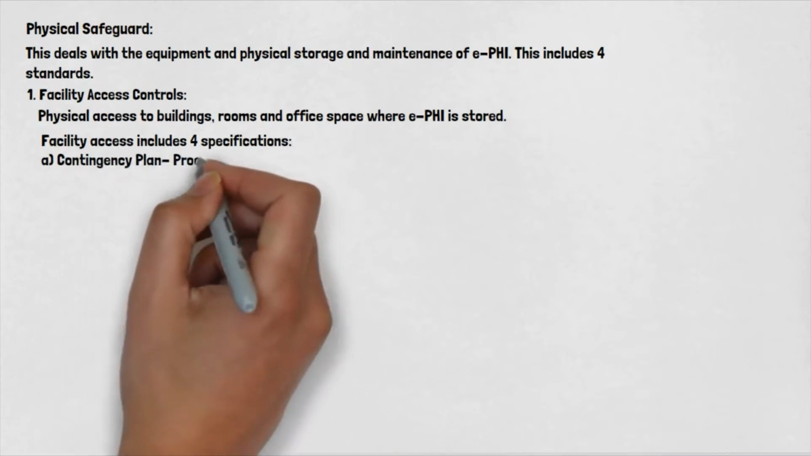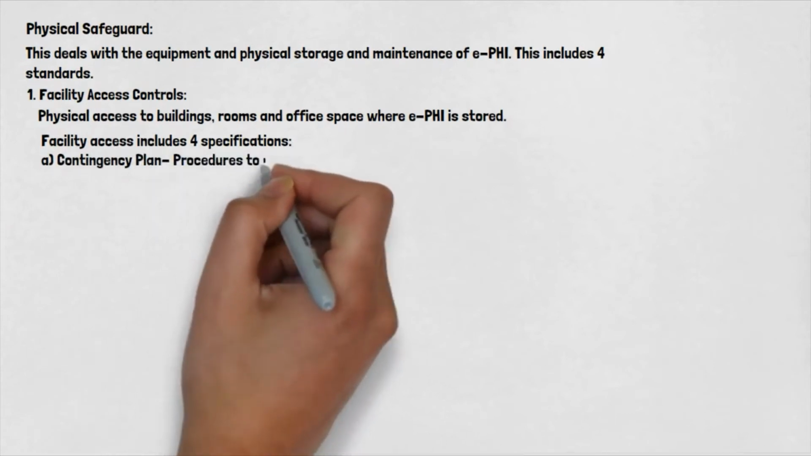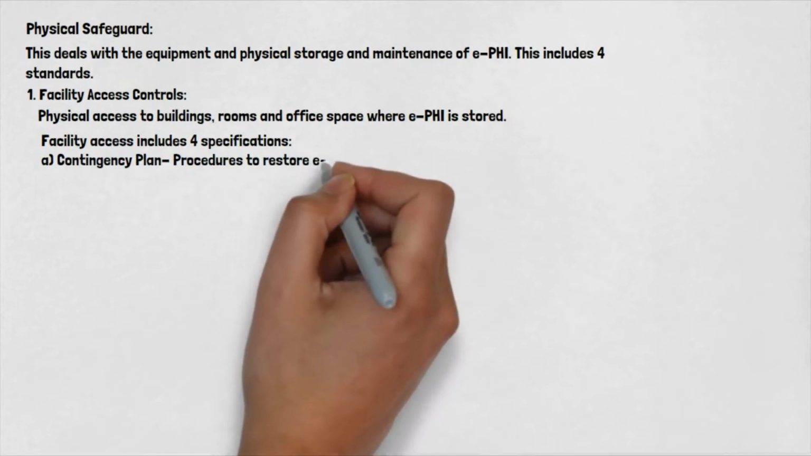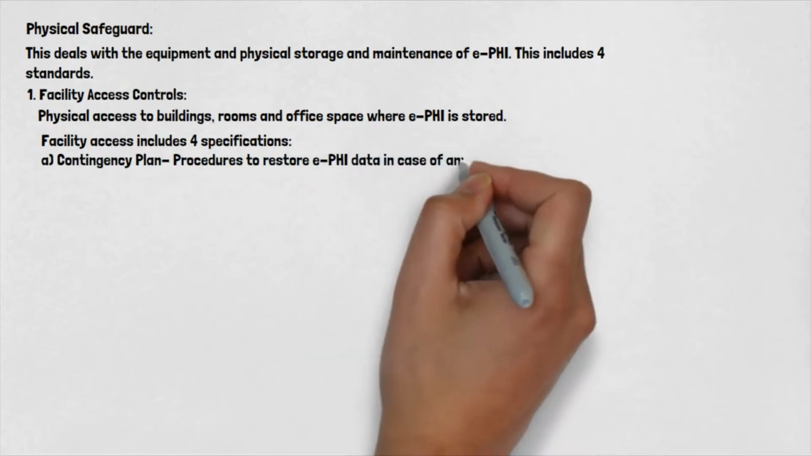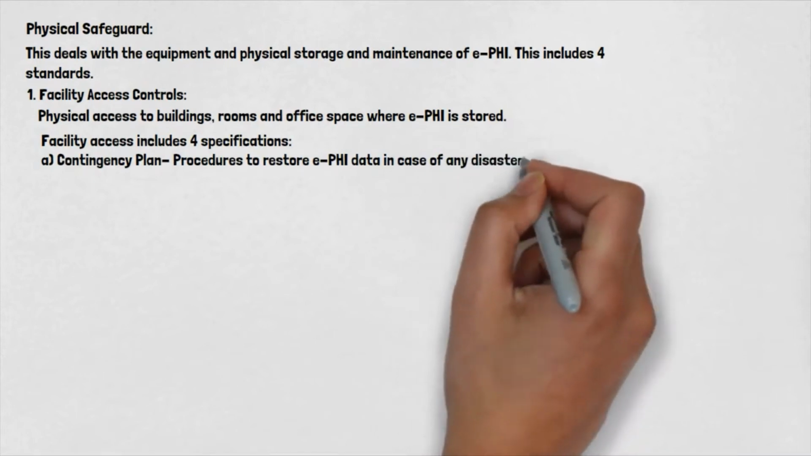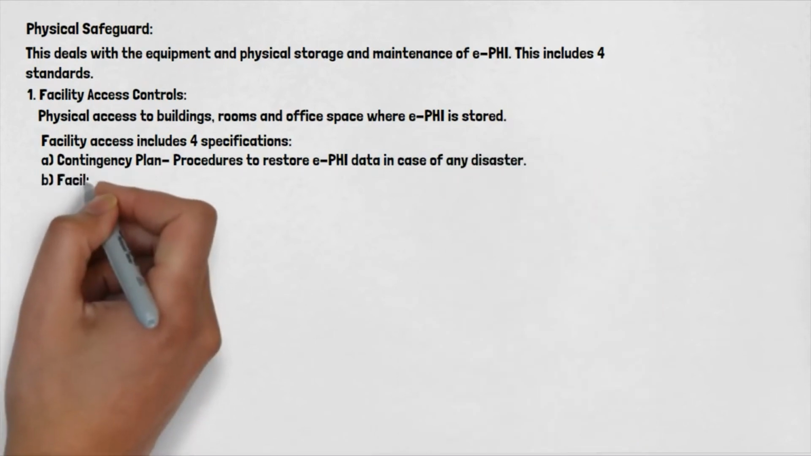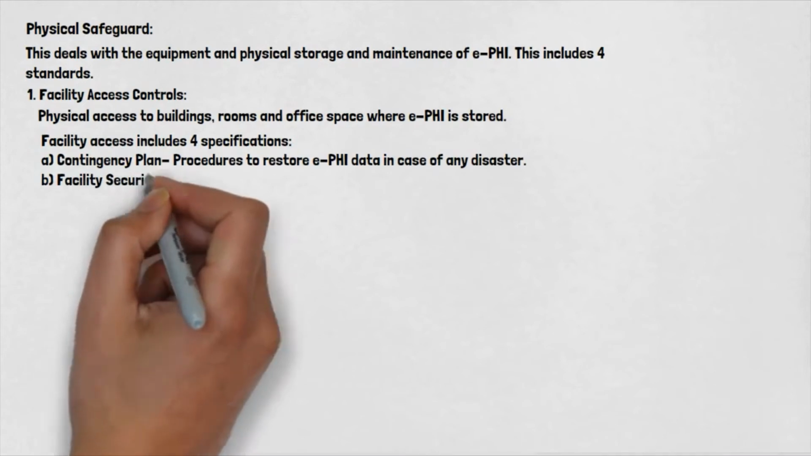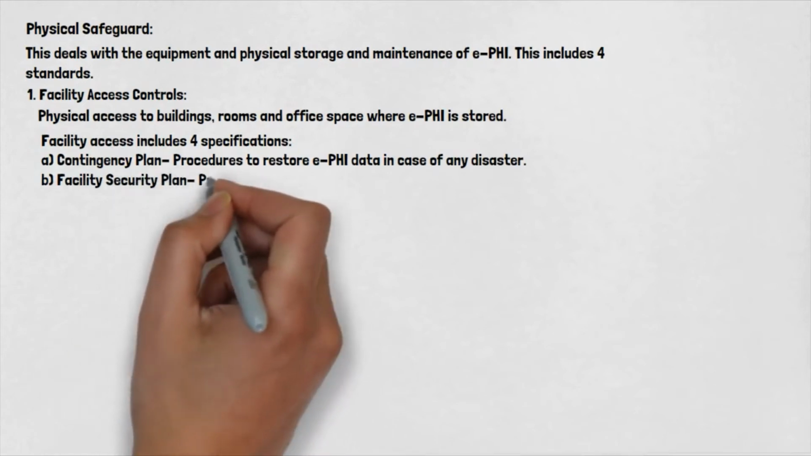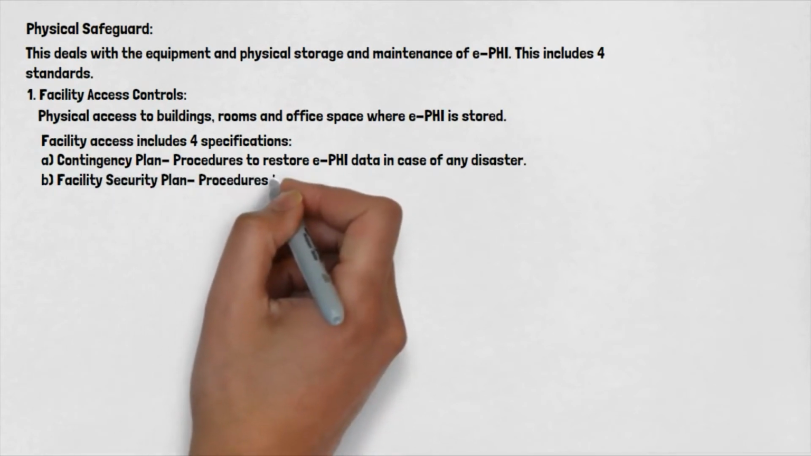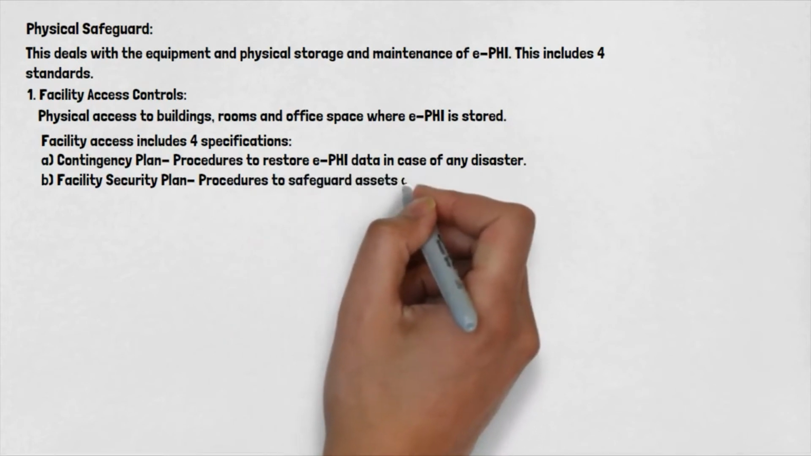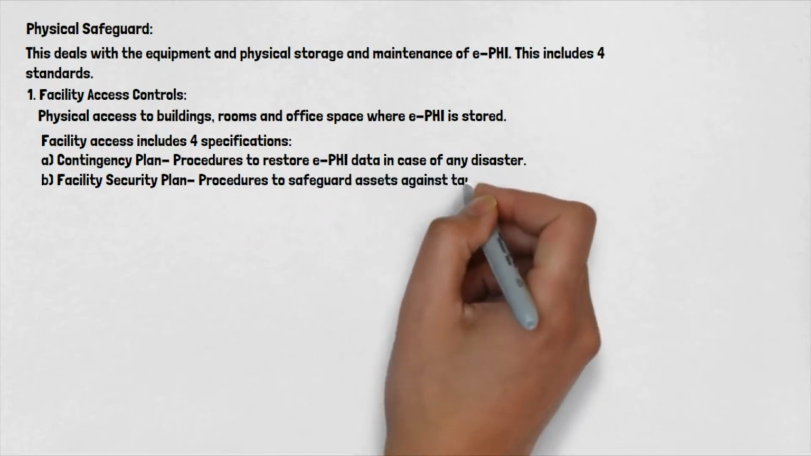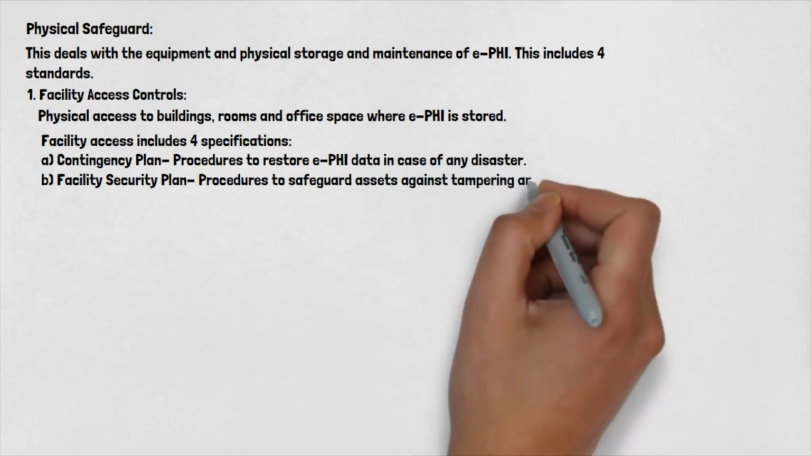The first one is contingency plan. Companies should have a contingency plan to restore ePHI data in case of a disaster like a short circuit. The next one is facility security plan. Companies should have a security plan to protect all the computers, hard drives, and laptops containing ePHI from being tampered with or stolen.